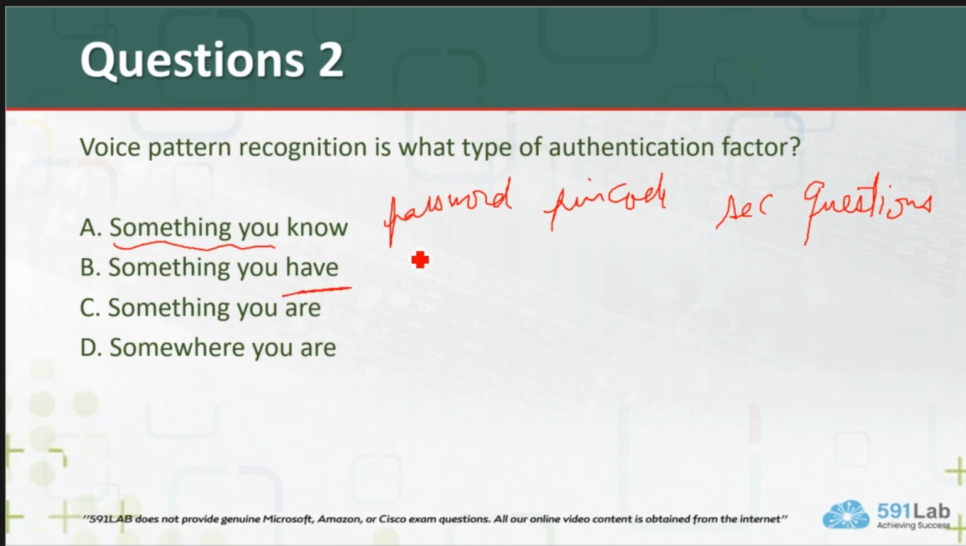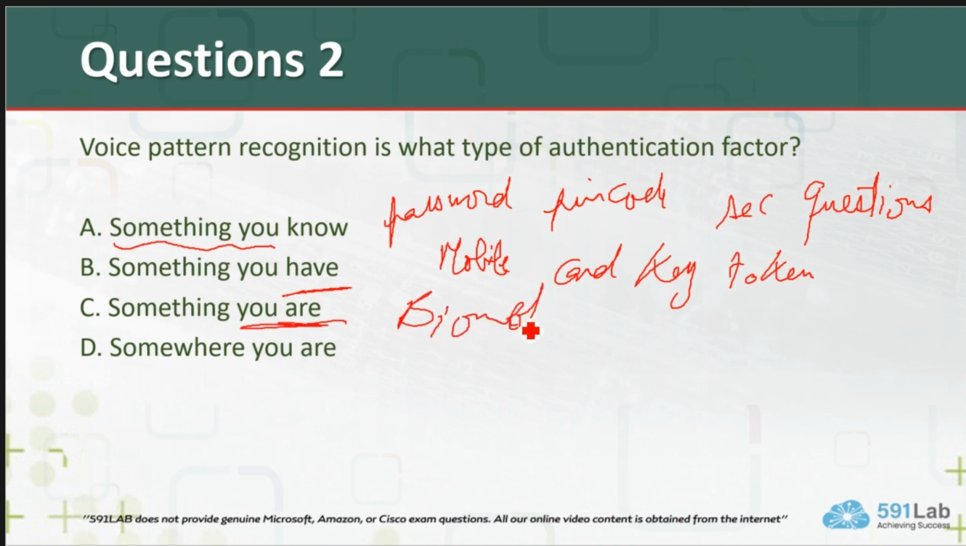Something you have, like for example, a mobile phone, a card, a key, a token, anything that you physically possess. This is something you have. This is another authentication factor. Something you are is associated with biometrics. So biometrics is, of course, associated with voice recognition. Your voice is different from mine, it's different from his. So this is associated with biometrics. So of course, the answer would be C. Somewhere you are, this is associated with a location you are currently at.